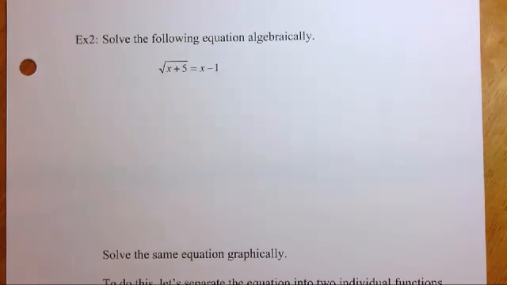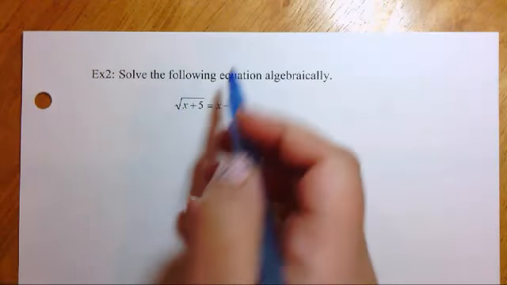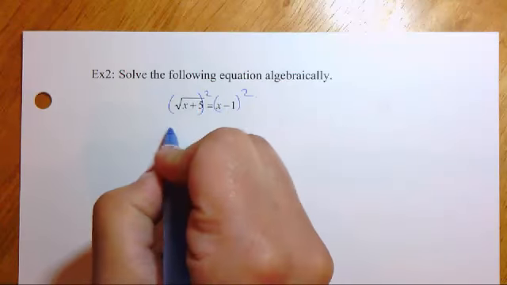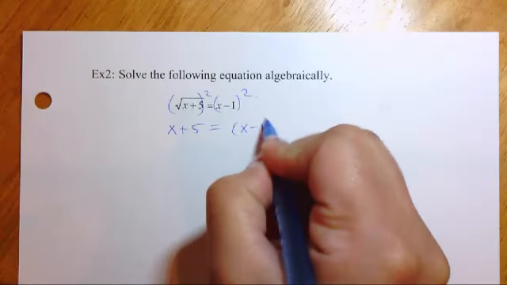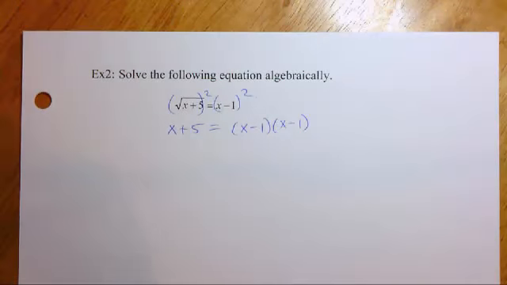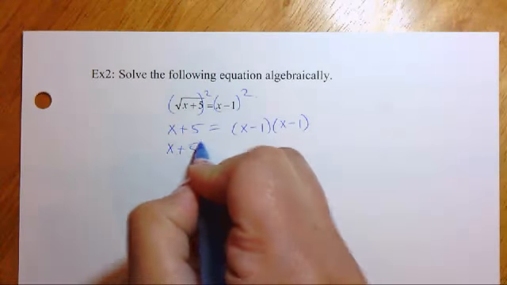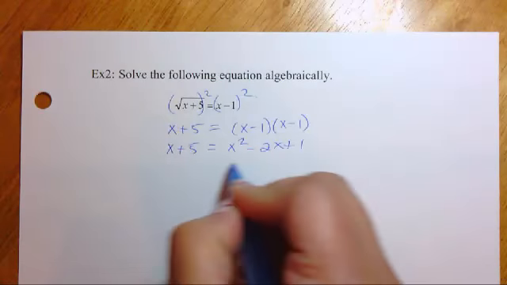Alright, so now let's solve this one algebraically first, and then we'll have a look at the graph and we'll see what's going on. So the radical is already isolated, it's already on one side of the equal sign, so I'm going to square both sides and end up with x plus 5 on that side, and then make sure that when you're squaring this, you do it properly, write out the x minus 1 twice. So I've got x plus 5 equals x squared minus 2x plus 1.